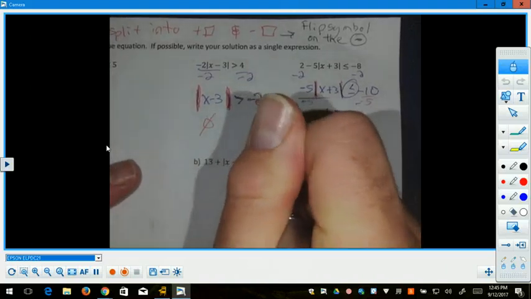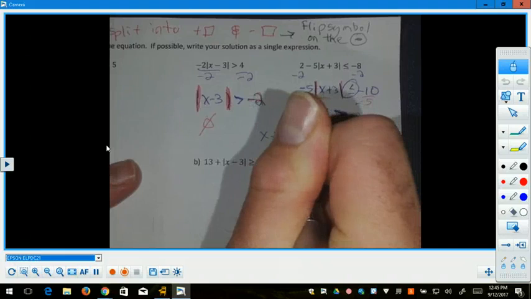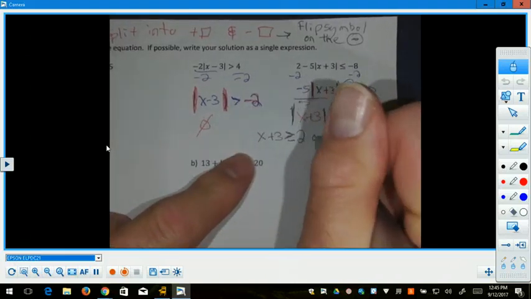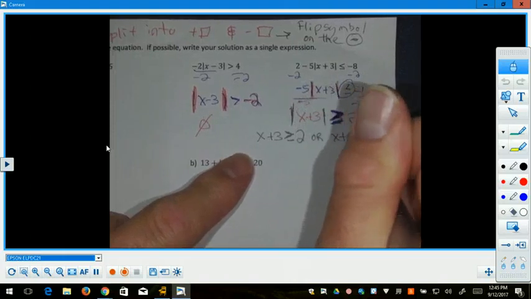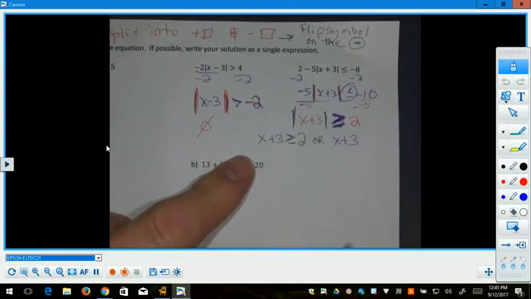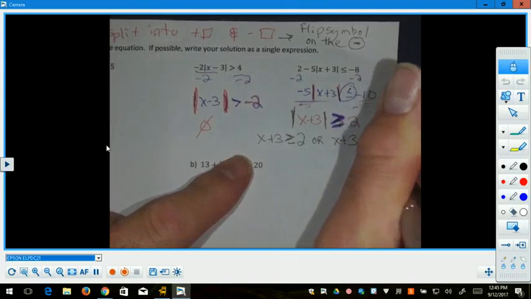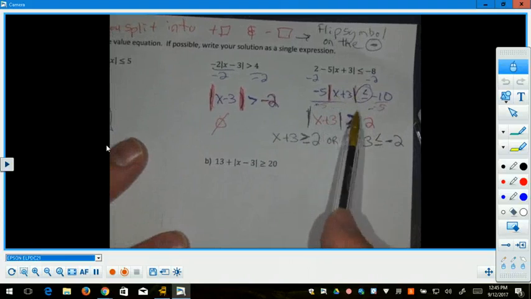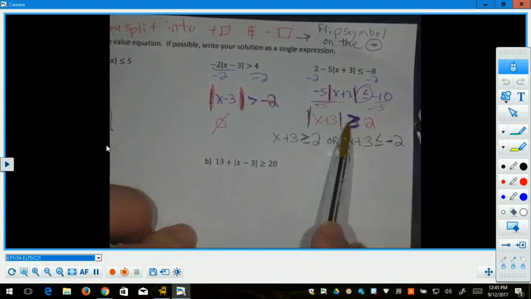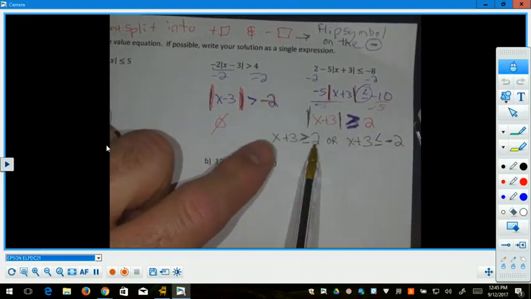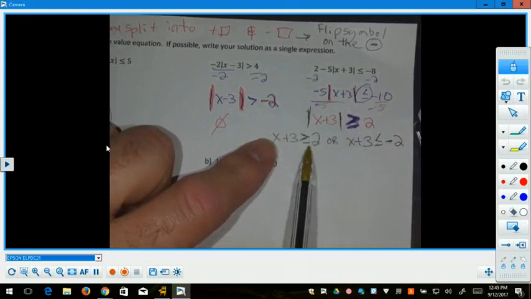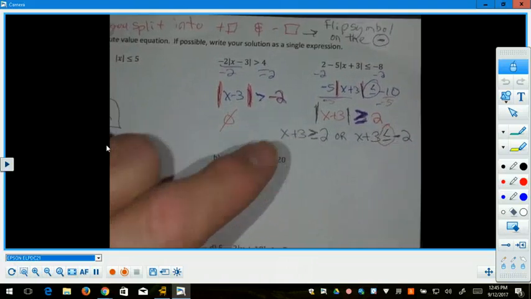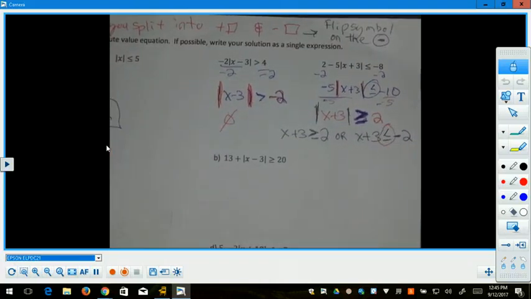We're going to say that either x plus 3 is greater than or equal to 2, just like it says right here, or x plus 3 is what? Less than or equal to -2. So the symbol flipped here because we divided both sides by a negative. We keep this symbol for our positive answer when we go to separate it into two inequalities. And for the negative one, we flip the symbol again. Okay?